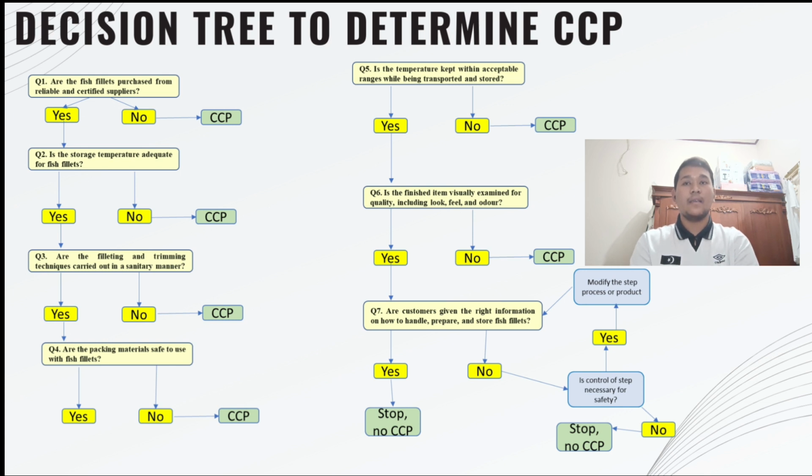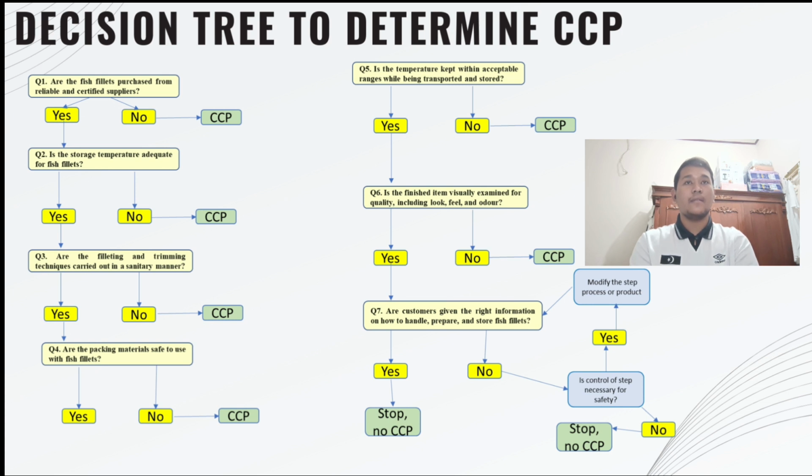For number 5, is the temperature during storage and transportation maintained within acceptable limits? If yes, proceed to number 6. If no, implement corrective action to maintain proper temperature control. For number 6, is the product visually inspected for quality, including appearance, odor, and texture? If yes, proceed to number 7. If no, implement visual inspection and quality control procedure.